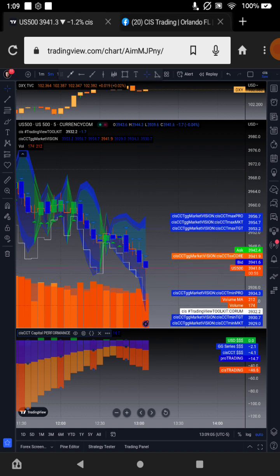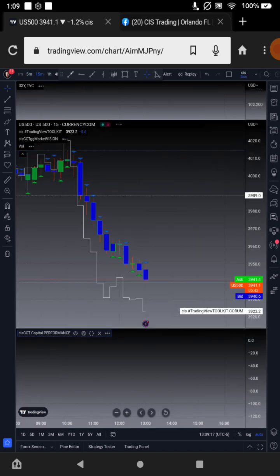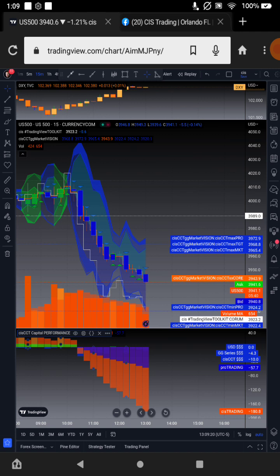You show the price moving down on the CIS trading on Capital Performance. You don't have any 3-bar signal there yet. Significant steepening on the toolkit. The 15 minute has been bearish for quite some time, about 3 hours, 4 hours.